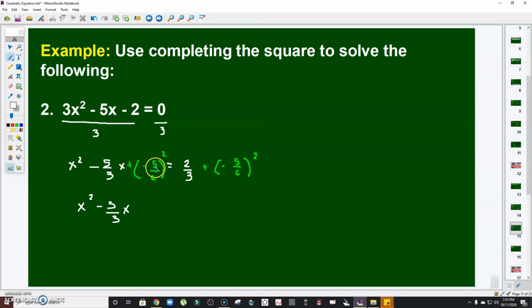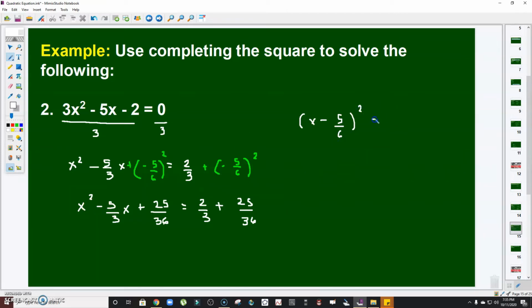Okay? So, negative 5/6 to be squared, that is 25/36. Okay? So, this is 2/3, plus 25/36. Now, this is a perfect square. Okay, right? So, let me write it here. So, that is x minus the square root of 25/36, which is 5/6, right? 5/6 to be squared. Why negative? Because of this.